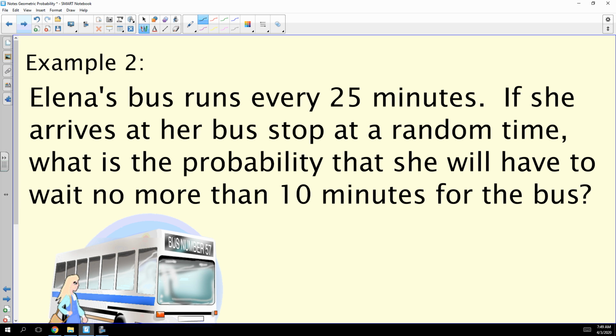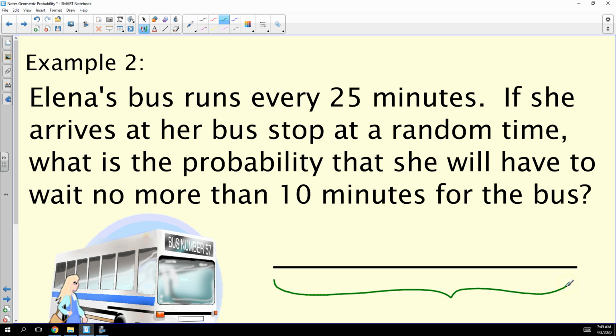All right, so here's another example of laying out a geometric probability in a linear fashion. So we have Elena's bus runs every 25 minutes. She arrives at her bus stop at a random time. What's the probability that she's going to have to wait no more than 10 minutes for the bus? So we're going to have a segment that represents the time. We're representing time in a really linear fashion, the time it takes for the bus to come again. So it comes at the first time. You have a bus that has come to the bus stop here, and then 25 minutes has passed, and you have another bus coming along there, right?